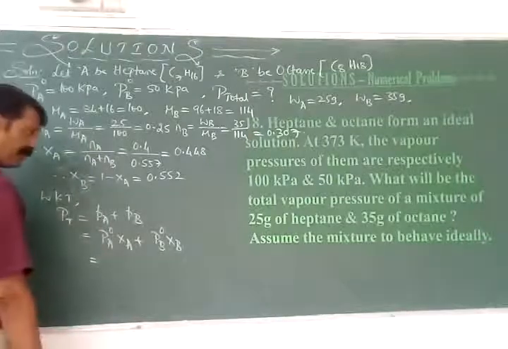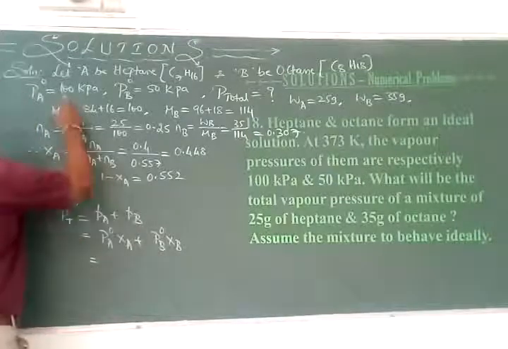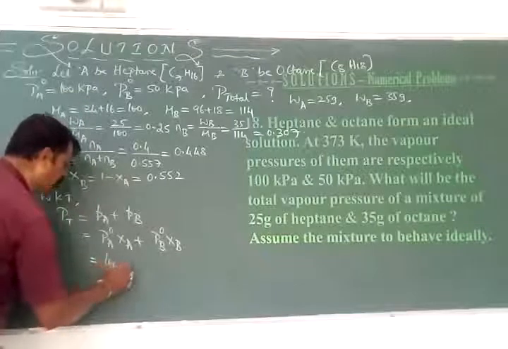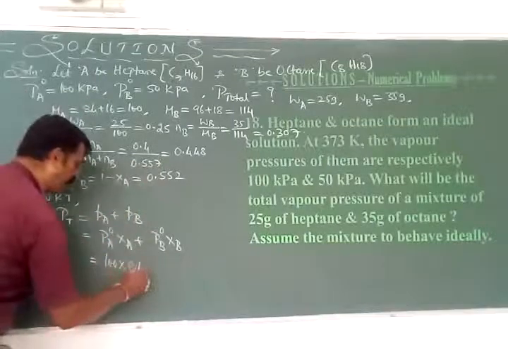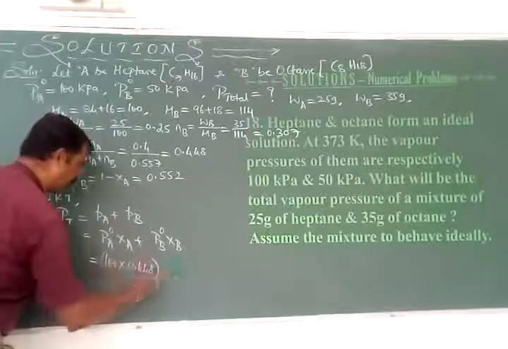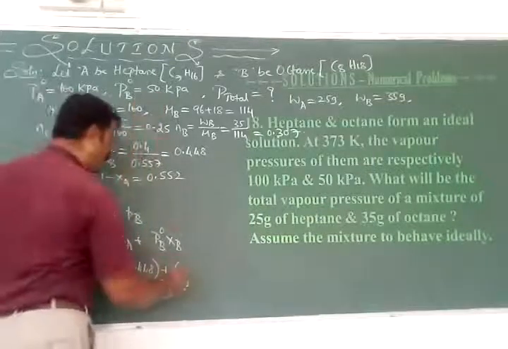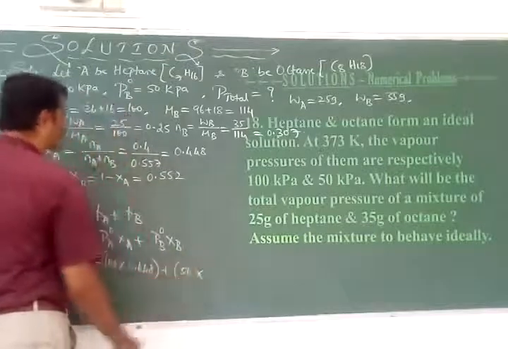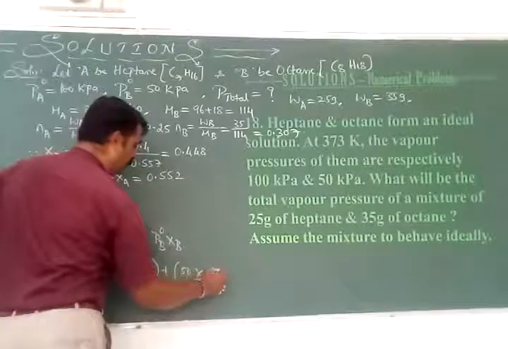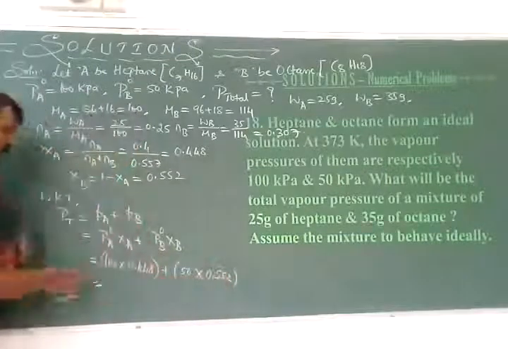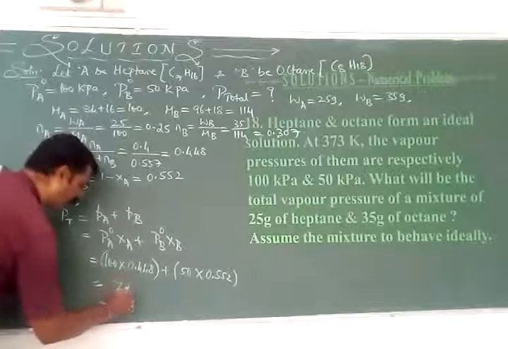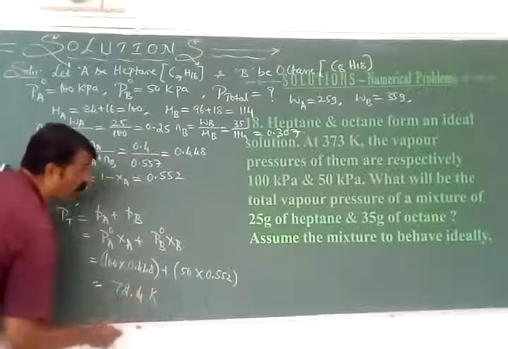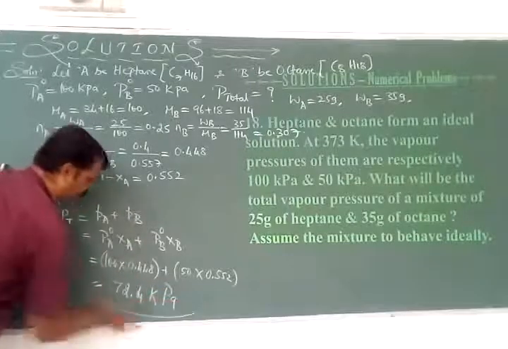What is PA naught here? PA naught is 100 into what is XA? XA is 0.448 plus what is PB naught? It is 50 into what is XB? 0.552. So if I simplify that, I will directly write the answer. You can check with respect to that. 72.4 in terms of kilopascals.